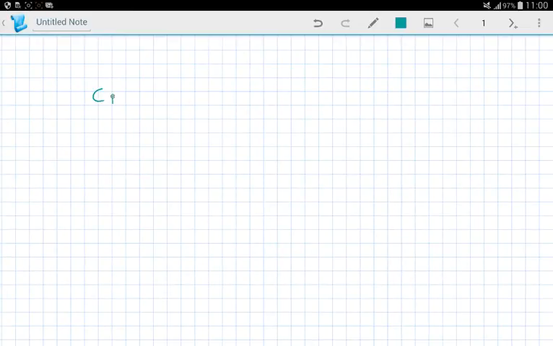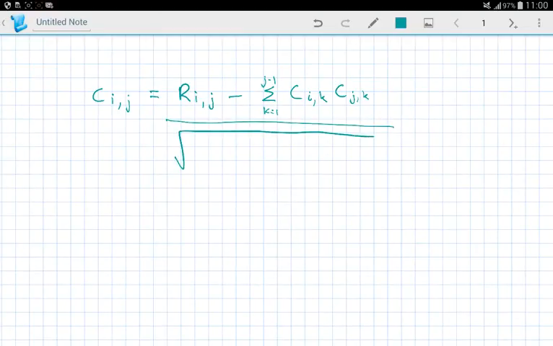So let's see, this is our formula. Cij is equal to Rij minus sigma, k equals 1 to j minus 1, of Cik times Cjk, and we are going to be dividing that by the square root of Rjj minus sigma, k equals 1 to j minus 1, of Cjk, squared.